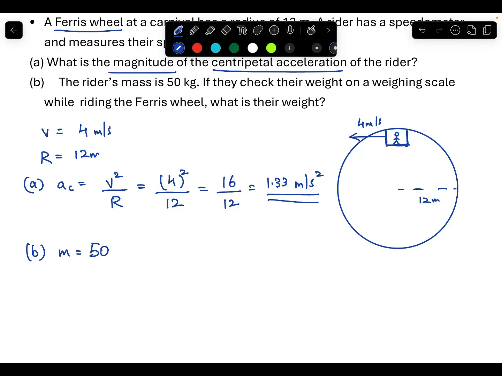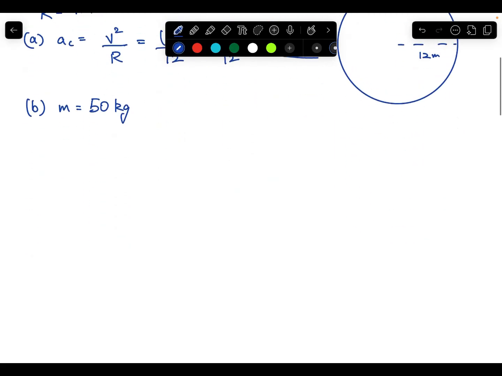All right, so part B says that the rider's mass is 50 kg. If they check the weight on a weighing scale while riding the Ferris wheel, what is their weight? Let's understand what the question is asking us. If I have a person standing on a weighing scale, this person's weight downwards is W, and the amount of force applied by the weighing scale on this person is N. If this entire situation is stationary, N is equal to W.